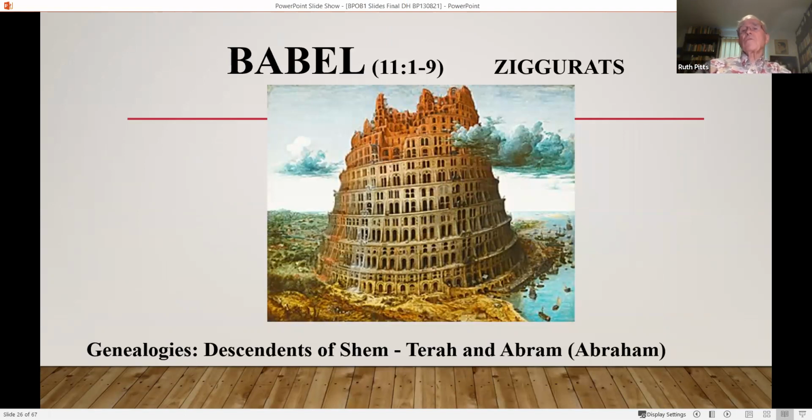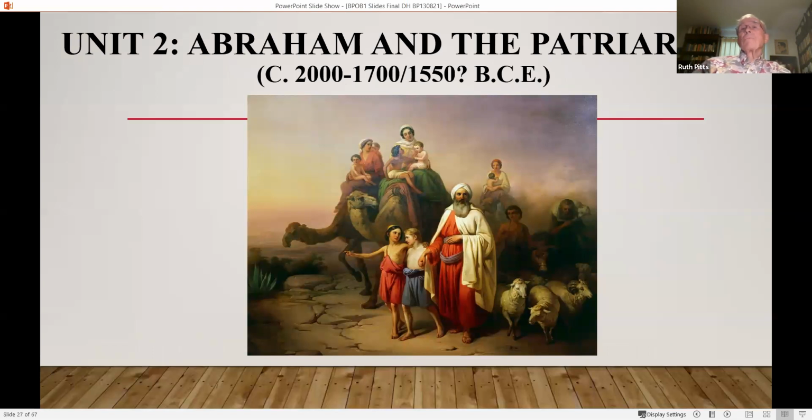The idea of the genealogies that you hear or see in the scripture is to trace especially the descendants of Shem, or the Semites, or the Hebrew people. And you go down to Terah, and Abram or Abraham is of course the end of that genealogical list that they want to point out. All right, let's move on. Abraham and the patriarchs. Okay, we'll move on still.